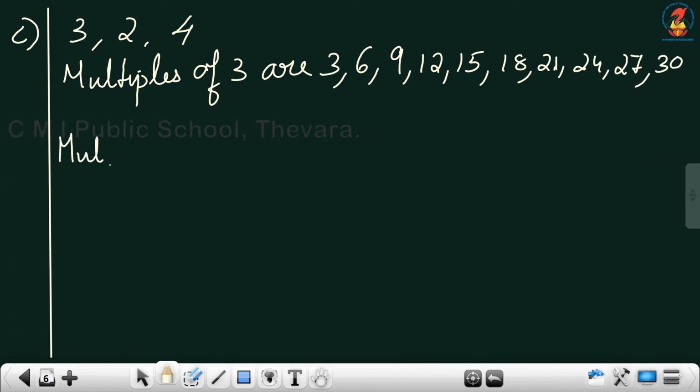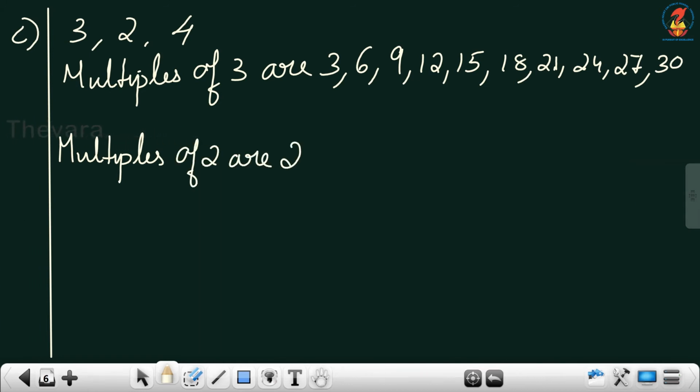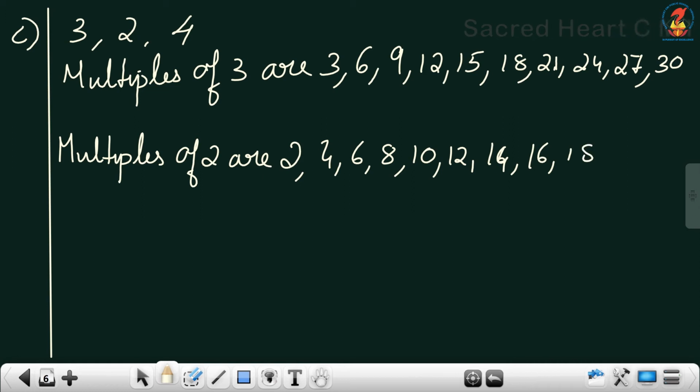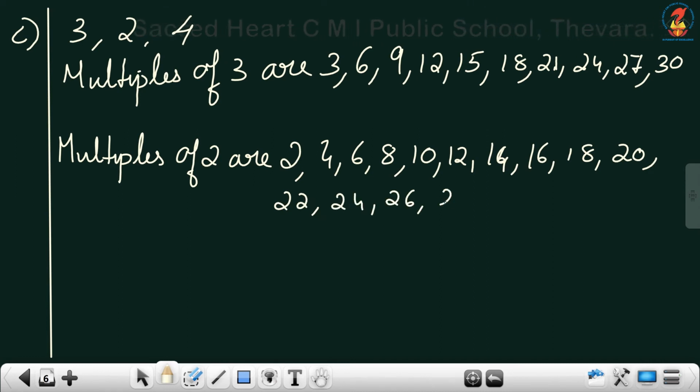Now, multiples of 2. Which are the multiples of 2? Very easy. 2 ones are 2, 2 twos are 4, 2 threes are 6, 8, 10, 12, 14, 16, 18, 20, 22, 24, 26, 28, 30. Okay. So I have written till that.